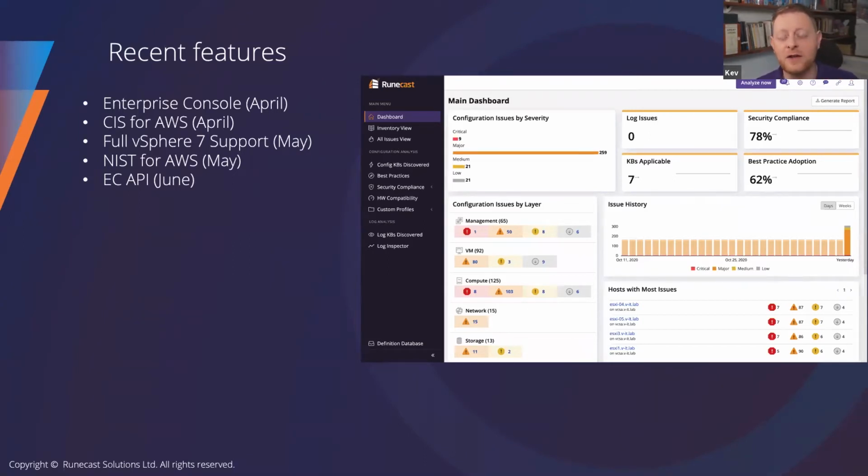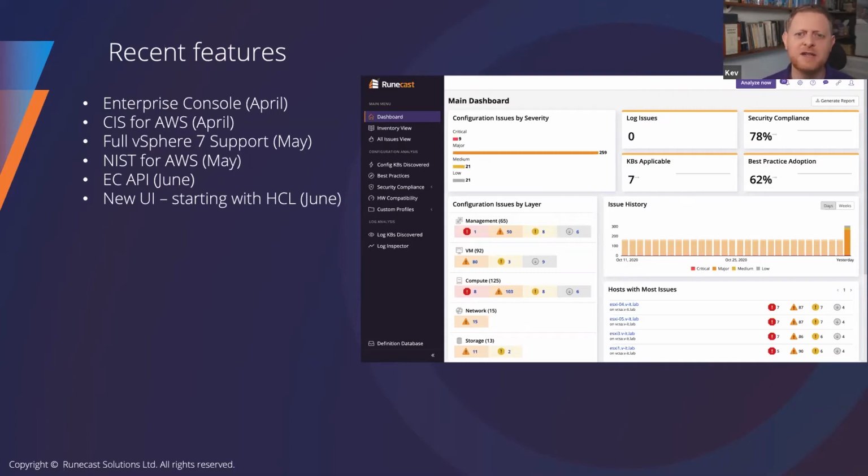And this was because, when you're managing things at scale, you don't necessarily want to have to go to a graphical user interface to manage these things. So we added these public APIs. They're all documented in the Swagger interface on the Runecast Analyzer appliance. So that's another cool thing. All of our documentation is built into the appliance.